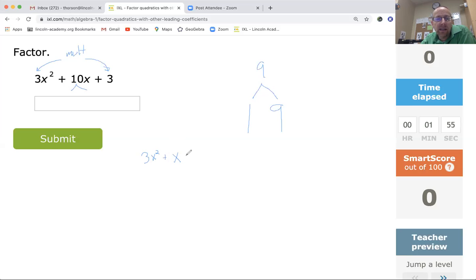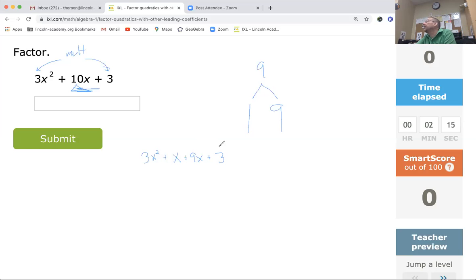I just didn't write the 1x. And then I'm going to do the 9x. And then I'm going to write that last term of plus 3. So again, to reiterate, all I did was break this middle term into these 2 terms here.